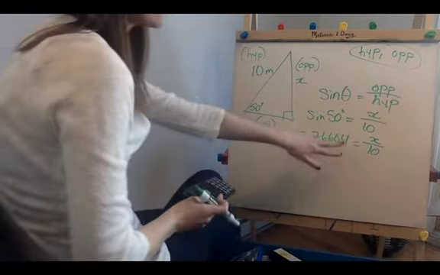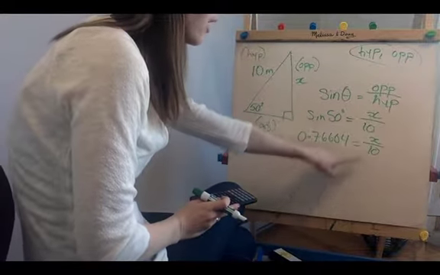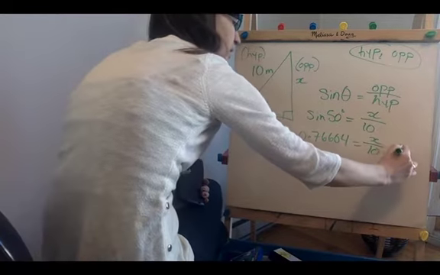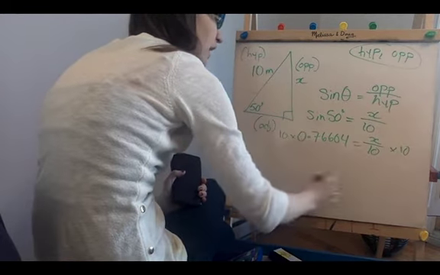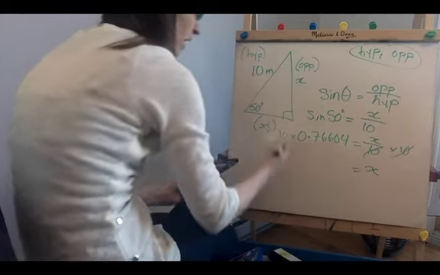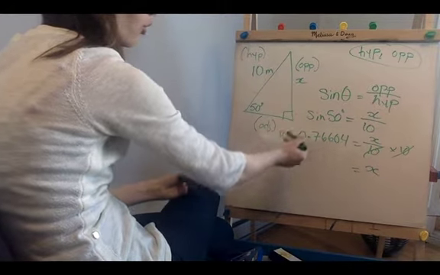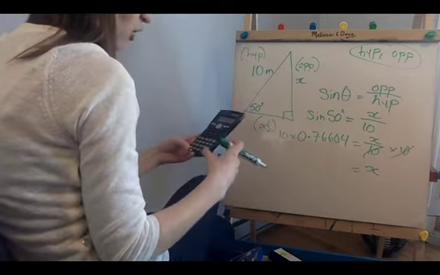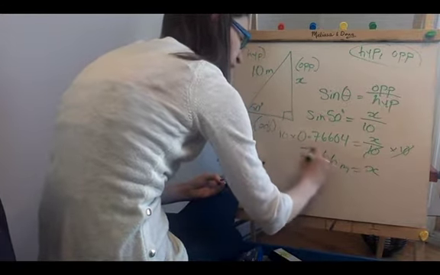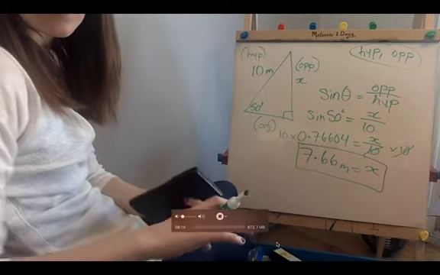Anytime you're dealing with a variable in a fraction, you want to get rid of the fraction by multiplying both sides by the denominator. In this case the denominator is 10, so I multiply this side by 10 and this side by 10, so that cancels, leaving just x here. Then I take my 10 and multiply it by 0.76604, or just 10 times sine 50, you can do that all in one step as well, and you get a value of 7.66 meters. And we've solved for the missing side length.